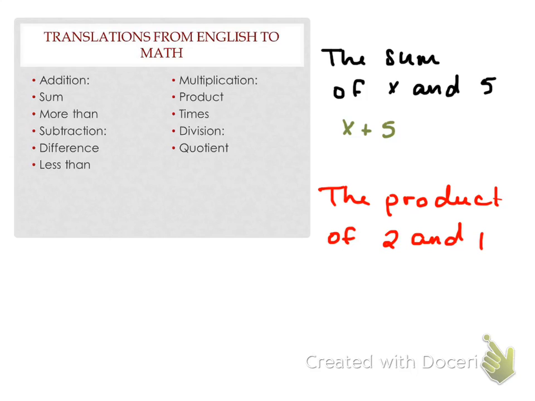What about the product of 2 and p? If we look down our list, under multiplication, it says product. So we want the answer of 2 times p, so we would have 2p.